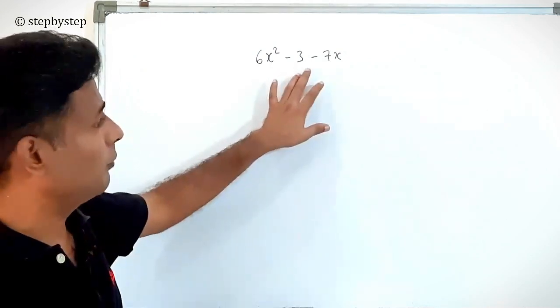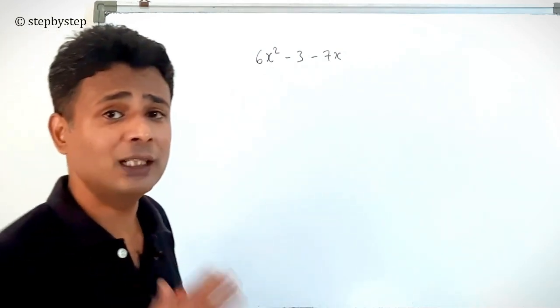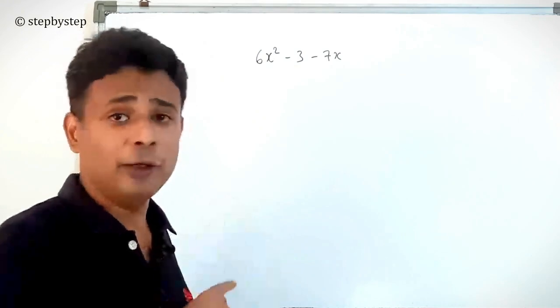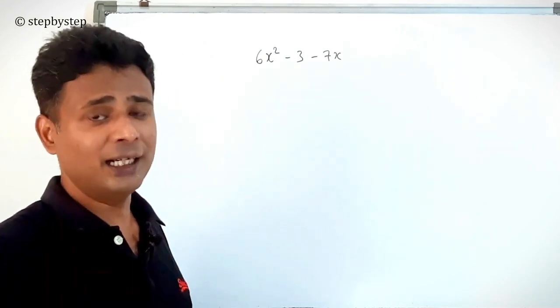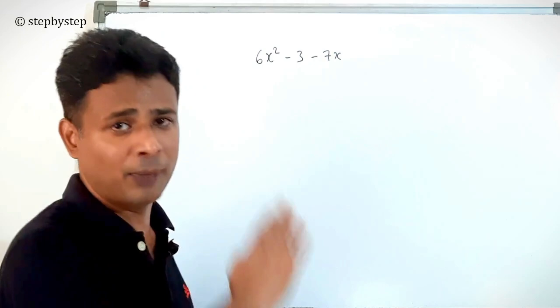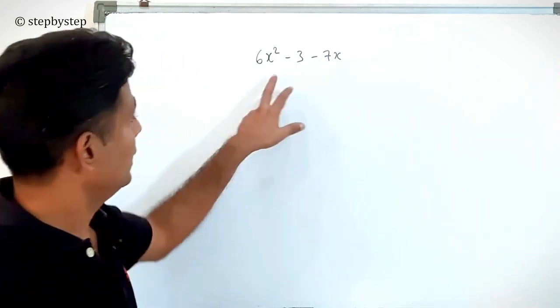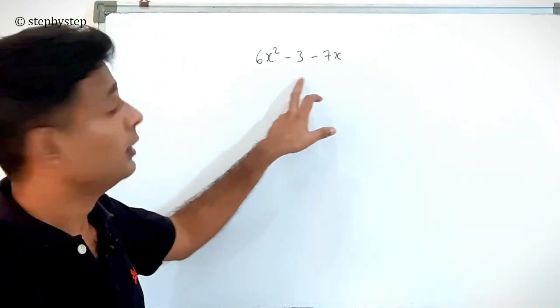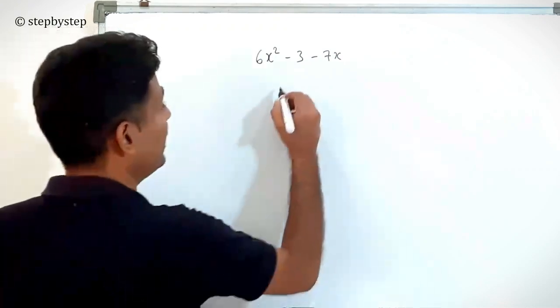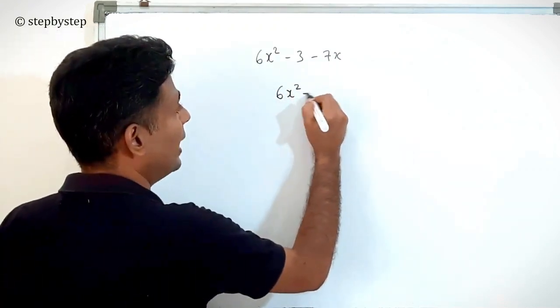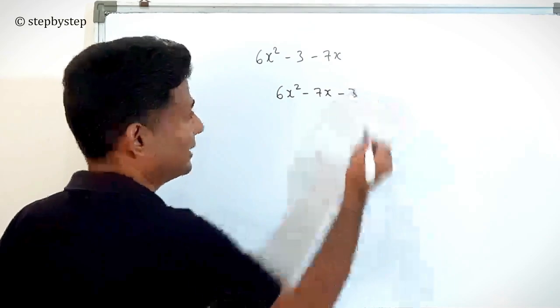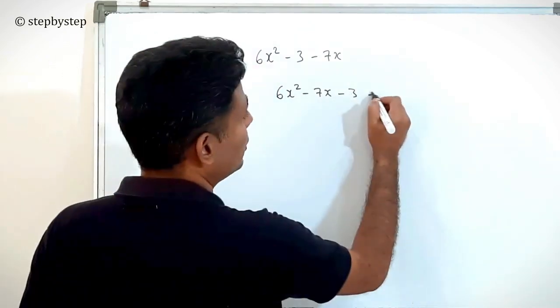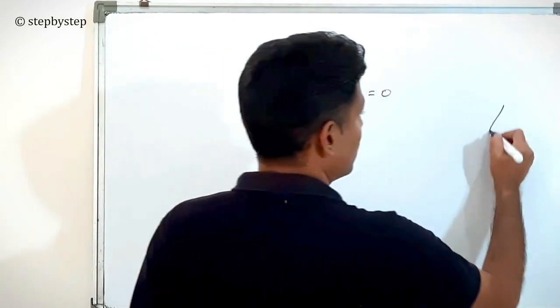Now doing this problem, whenever you're solving this problem, make sure the powers are in order. Just like for division in the previous module, what did I tell you? When you're dividing, first you have to make sure it's from highest power to lowest power. Same thing you need to do here. Here it's not in order, so I have to rearrange it as 6x² - 7x - 3. Now we are finding the zeros, so equal to 0.